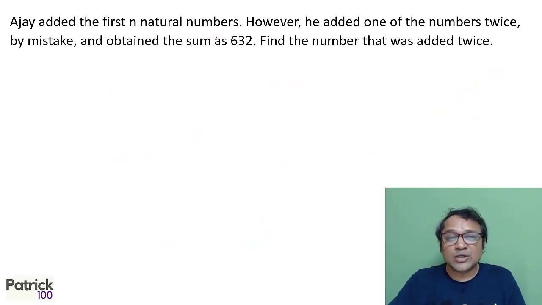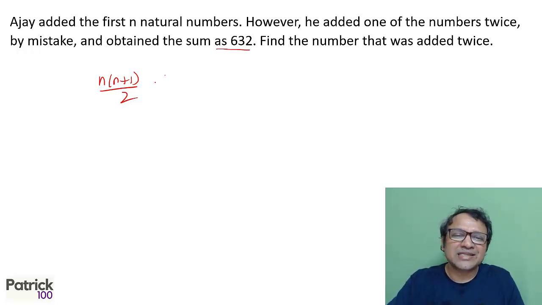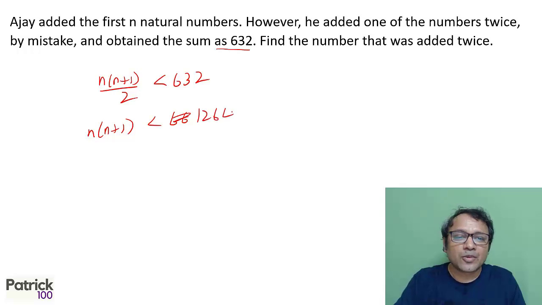Ajay added the first n natural numbers. The addition of the first n natural numbers is n into n plus 1 upon 2. He added one number twice and therefore he got 632. Means the sum should be just less than 632. Or we can say n into n plus 1 is something just less than 1264. Now try to see which number it will be.